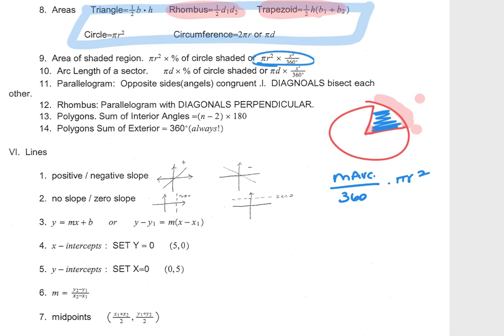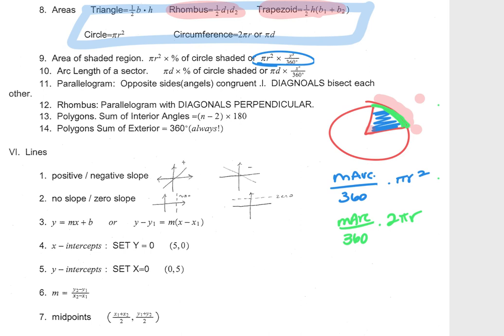If you're looking for the arc length, meaning just the length of what's on the outside, like the crust of the pie, it's the measure of the arc over 360 times 2 pi r, which is the circumference. So you're finding a portion of the circumference or a portion of the area.